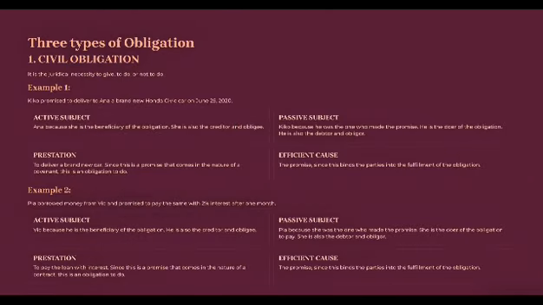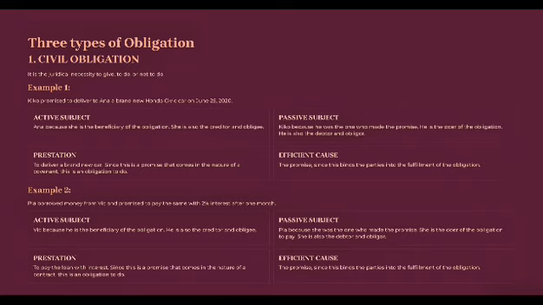3 types of obligation. 1. Civil obligation. It is the juridical necessity to give, to do, or not to do. Example 1. Kiko promised to deliver to Anna a brand new Honda Civic car on June 25, 2020. Active subject equals Anna, because she is the beneficiary of the obligation. She is also the creditor and obligee.